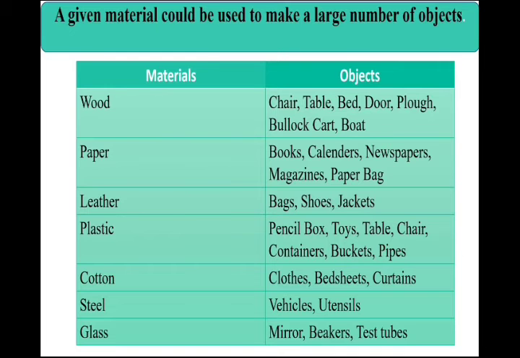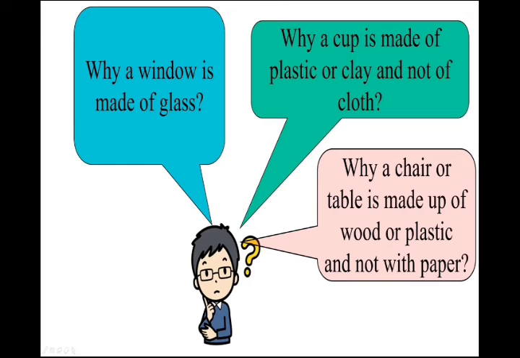Okay, and students, the other thing which you need to understand is that a given material could be used to make a large number of objects. For example, wood could be used to make a chair, table, bed, door, plow, bullock cart, boat, etc. Books, calendars, newspapers, magazines, paperbacks, etc. are made using paper. And similarly, you can see leather can be used to make bags, shoes, jackets, etc.